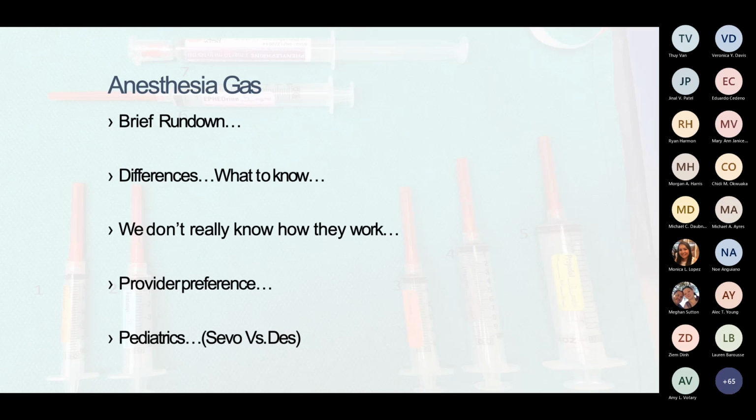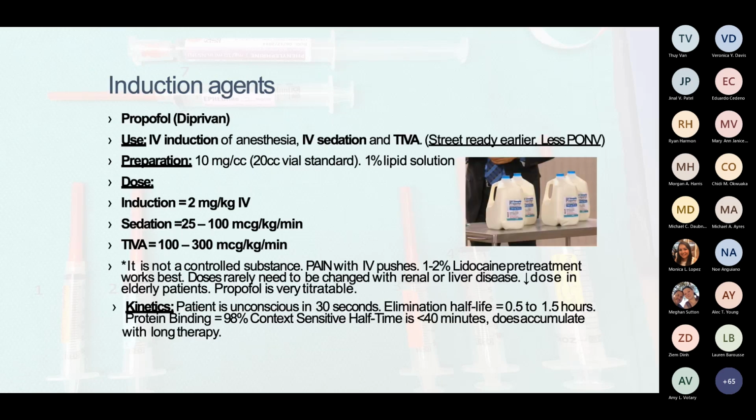So we kind of went over all that sort of stuff. Big thing is know your differences, know when you're going to use one gas versus another. Other thing to keep in mind is we still don't really entirely know how they work. Provider preference is a big part of it. Depending on who you work with, this may be the right medication or the wrong medication for anything, including your volatile anesthetics. And generally for pediatric patients, it's going to be sevoflurane for everything.